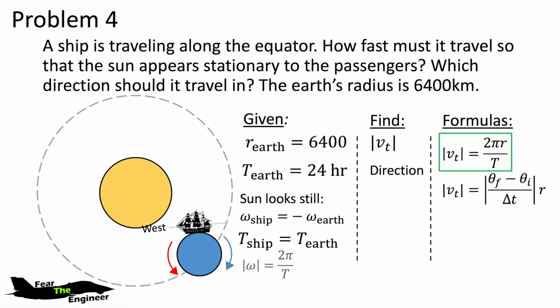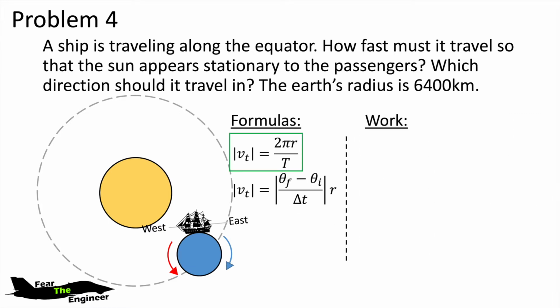It says that the tangential speed equals the circumference of the circular path divided by the period of the object traveling around it. So tangential speed equals 2πr over T. We already know the radius of the ship's circular path, and we also know the period of the ship's rotation. Let's apply the formula. When we plug in r and T, we get a tangential speed of 1675.5 kilometers an hour. What about the direction of travel?